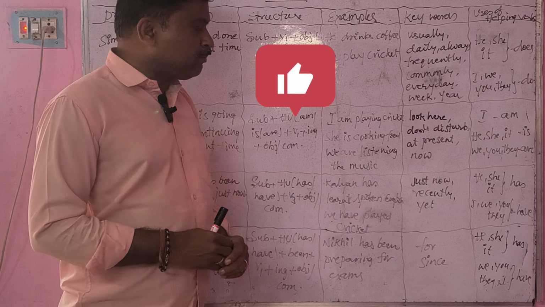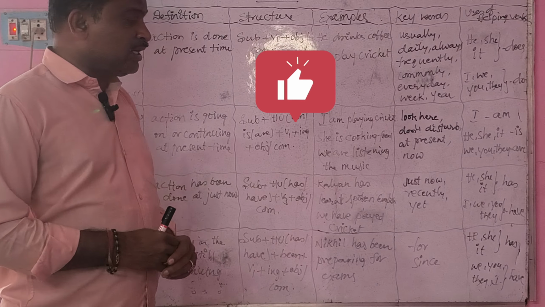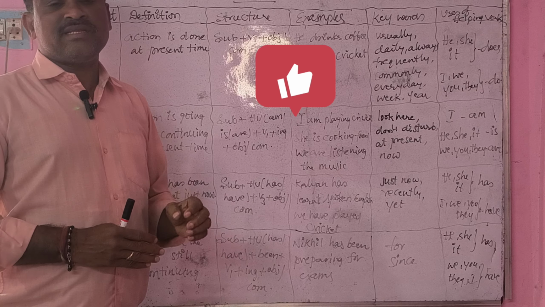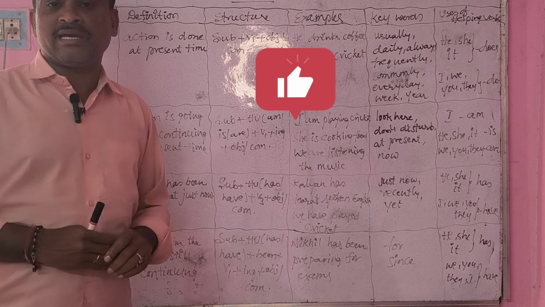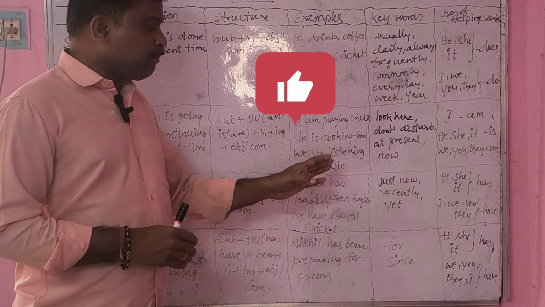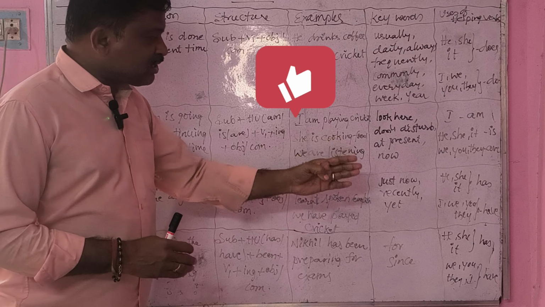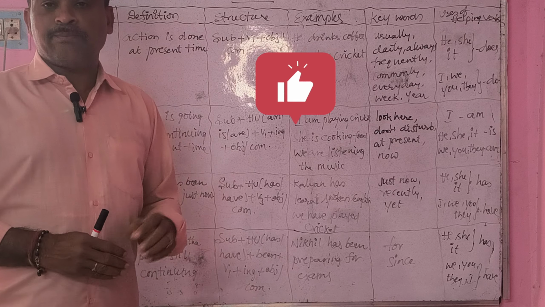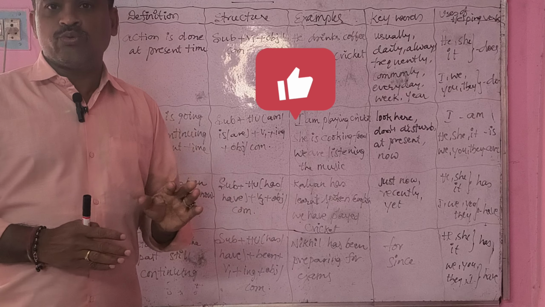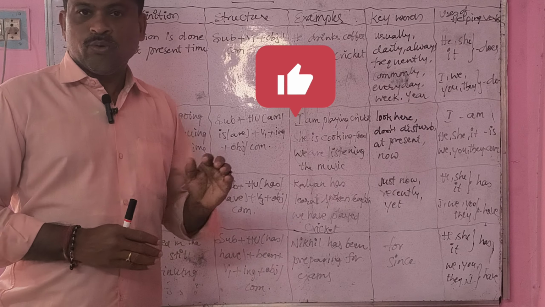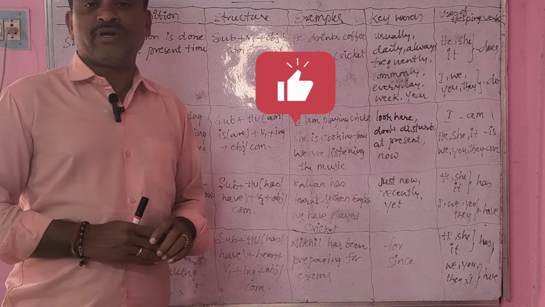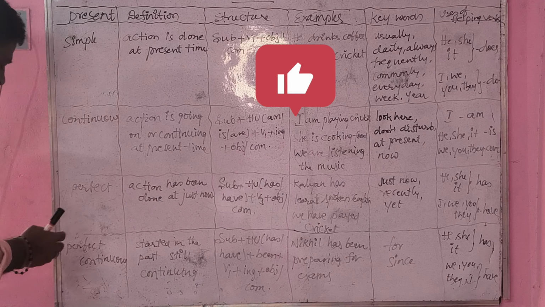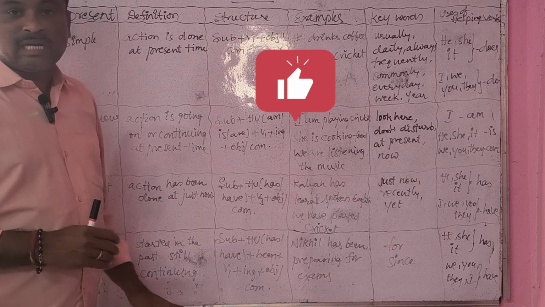At the same time, the key or important hint words to identify it are just now, recently, yet. These kinds of words are very important key words to identify a present perfect tense. And you know that in the present perfect tense, depending on the subject, we have to use the two helping verbs, has or have. Only for the singular subject use has, and for the plural subject use have. Is it clear? Okay.